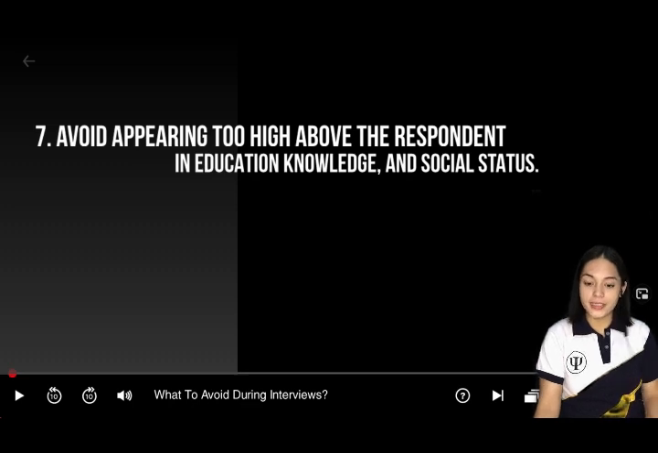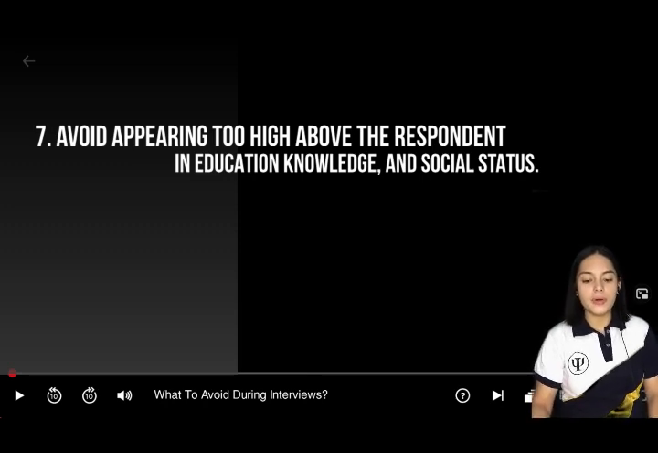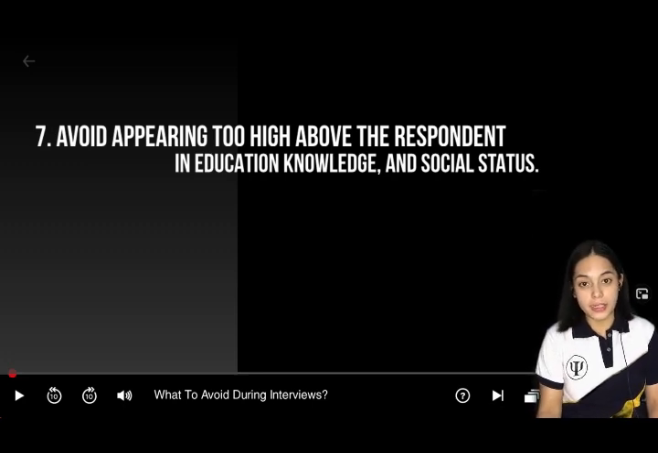So number 7, avoid appearing too high above the respondent in education, knowledge and social status. This will only make the interviewee very shy. There's a tendency that they will not tell you all the information that you will ask. You must, as the interviewer, blend in with them in order to have a connection with them, and make sure that they are comfortable with you. There are people who can easily be intimidated by other people. That is why we need to control ourselves in dealing with the respondents.